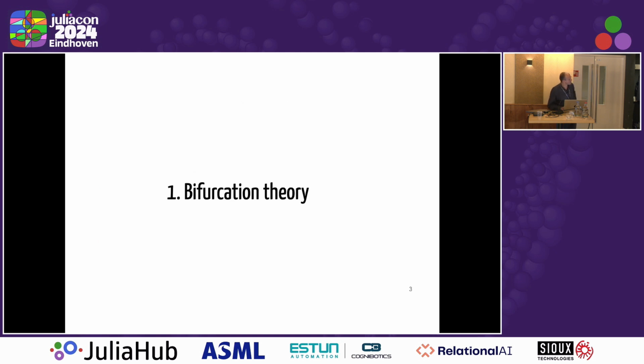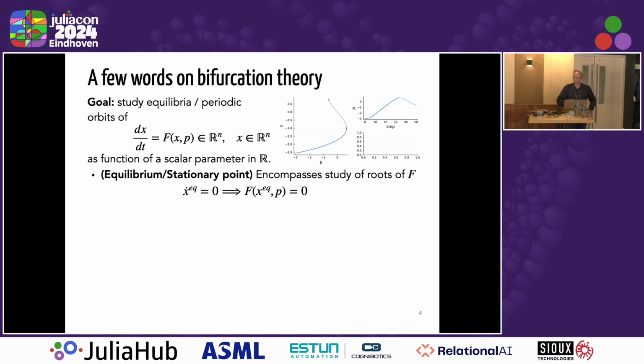So let's move to the first part, a few words about bifurcation theory. In a nutshell, it's to study equilibria and periodic orbits of ODEs. In BifurcationKit, n can be millions. If you look for equilibria, which are points, solutions of the ODE that do not evolve in time, these equilibria are basically the zeros of F. So you can also compute zeros of a vector field as a byproduct of the tools I will present.